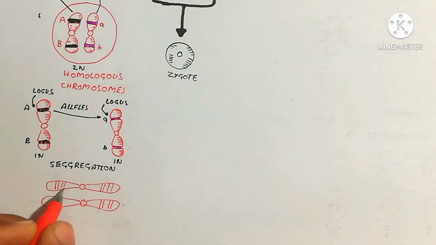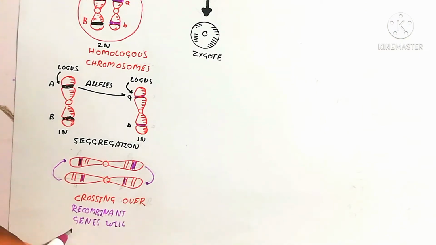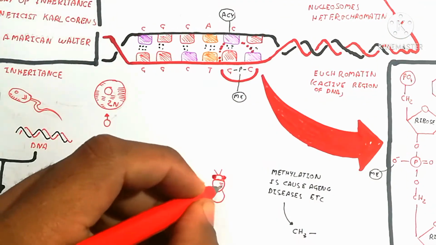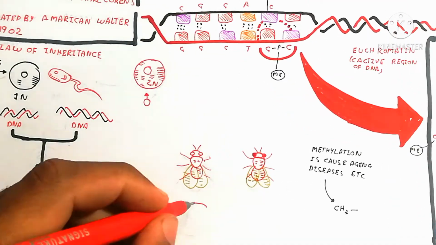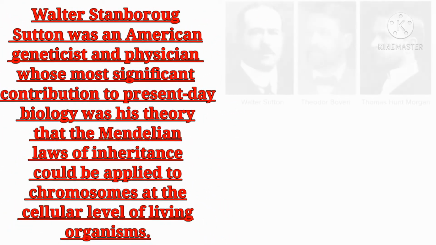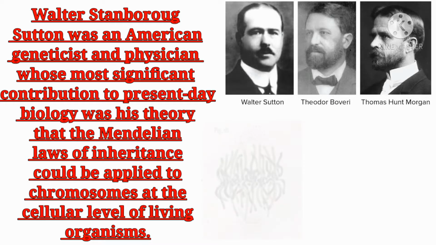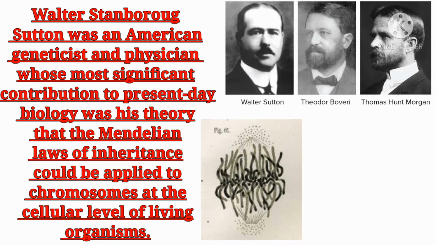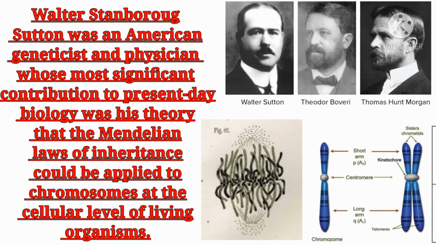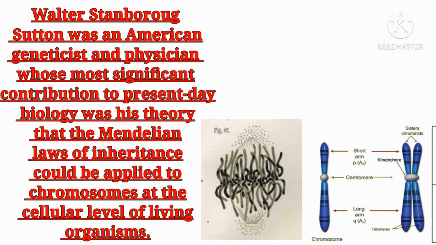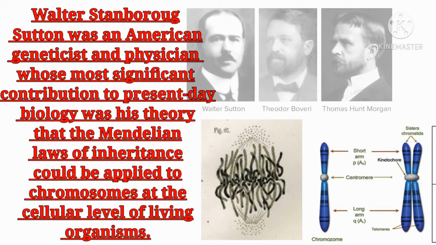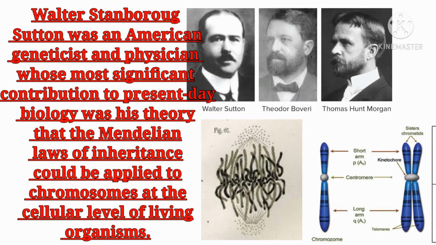So segregation means that when two chromosomes align together in the form of 2n, they are segregated during gamete formation, and fertilization will restore 1n to 2n. So here is Walter Sutton. Sutton was an American geneticist and physicist whose most significant contribution to present-day biology was his theory that Mendelian law of inheritance could be applied to chromosomes at the cellular level of living organisms.